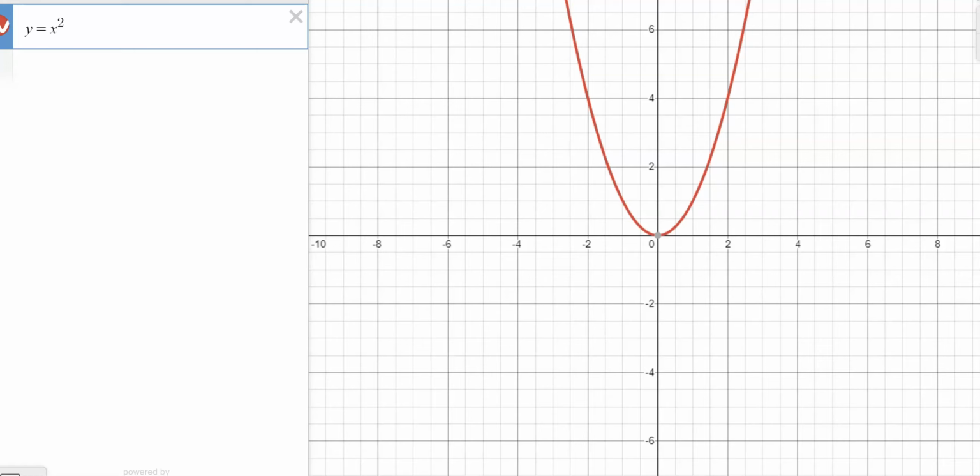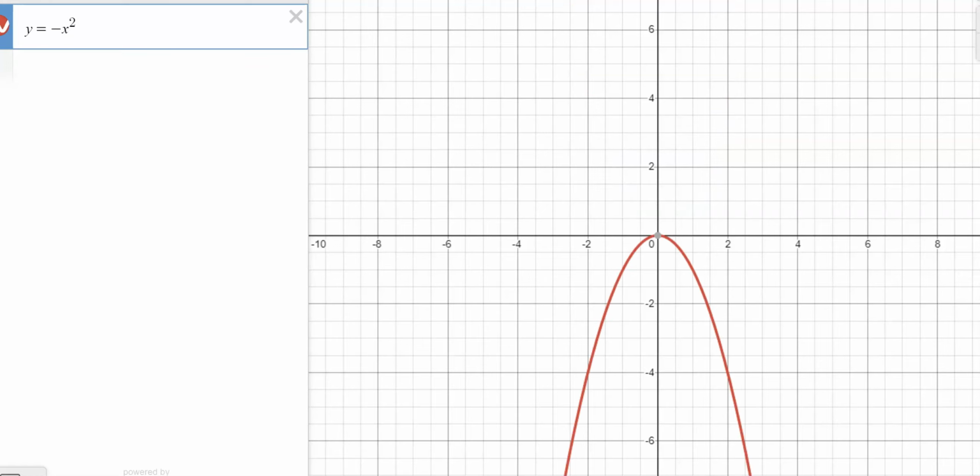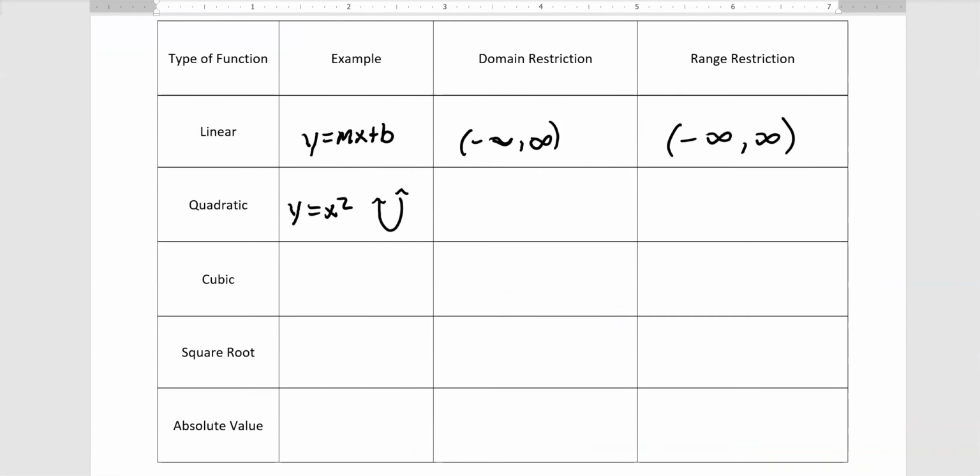What happens if I make it negative? If it's negative, the graph goes down. So now it has a maximum value of its range. So that matters for our domain and range. Let's go back to our table here. Our domain restriction: it'll go to the left and right forever. There isn't a domain restriction. It's always going to be negative infinity to infinity.